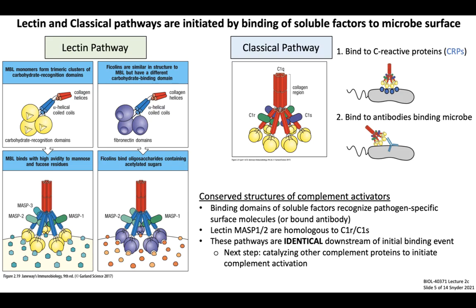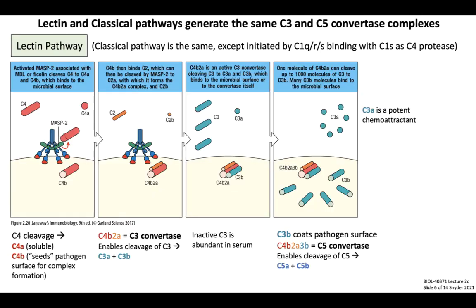Now, it's important to note that from here on out, the lectin and classical pathways are completely identical in terms of what happens downstream of these initial binding events, so they really only differ in terms of how the cascade is initially triggered. The next steps involve the catalysis of other complement proteins to initiate the enzymatic cascade portion of complement. These diagrams outline the activation of the lectin pathway, but keep in mind that the classical pathway is the exact same concept, except it's initiated by C1 binding to the pathogen surface.